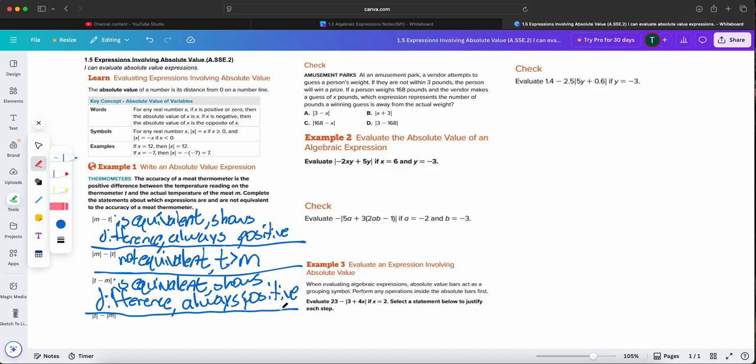So if we do the same thing for this one, I said T was 150, M was 151. So they want us to do absolute value first. So the absolute value of 150 is 150. The absolute value of 151 is 151. Then we subtract. So if I take 150 minus 151, that gets me a negative 1. So this one is not equivalent.